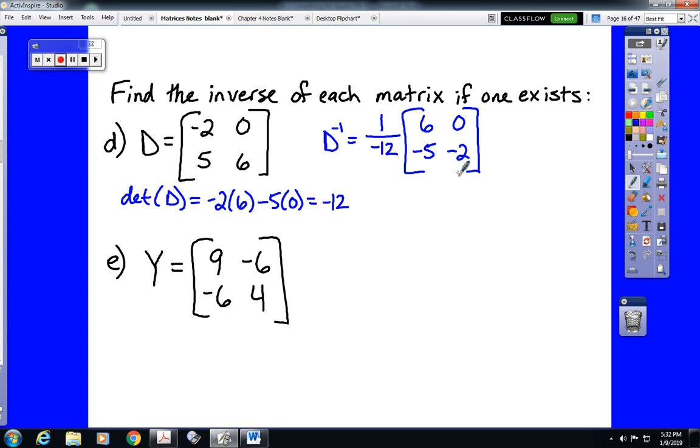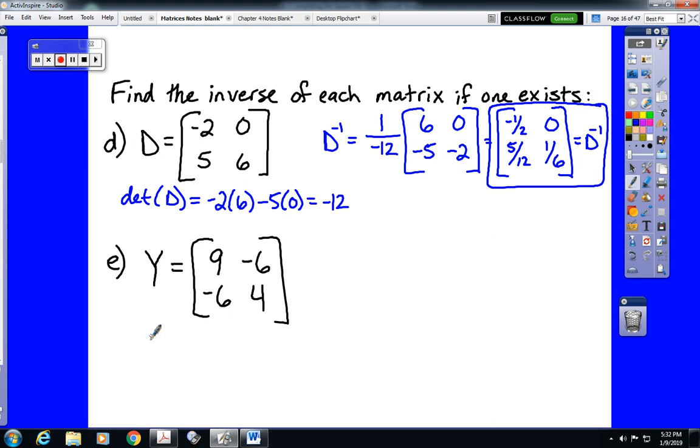It just stays there. Then we're going to carry out that scalar multiplication by multiplying each of these numbers by 1 over -12 and reducing. That would be -1/2, 0, 5 over 12, and 1 over 6, which would be the inverse of matrix D.